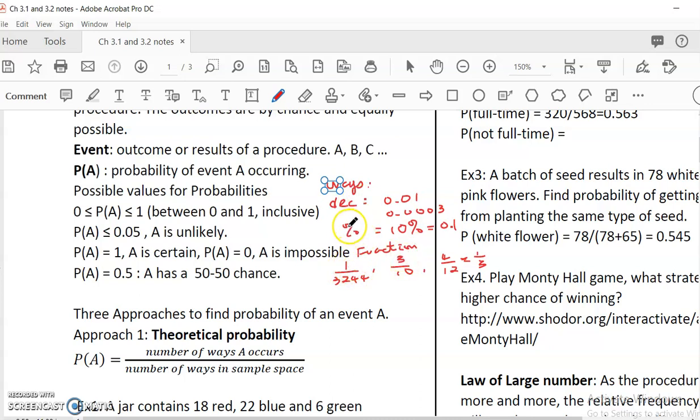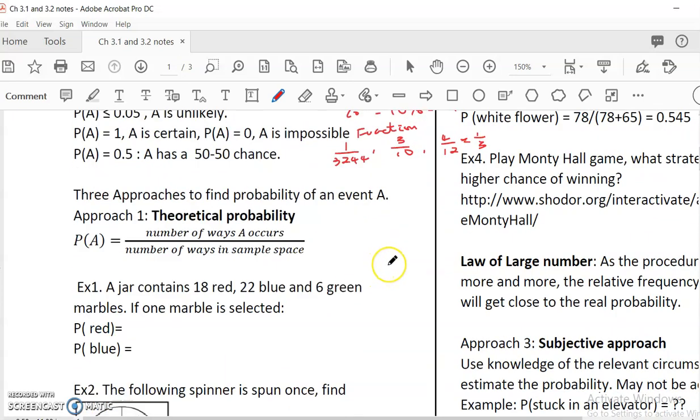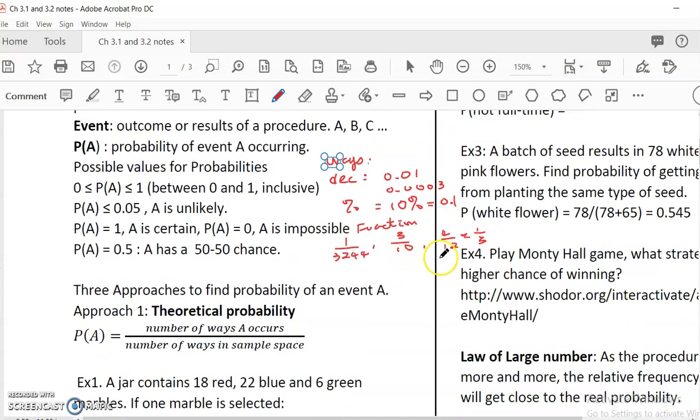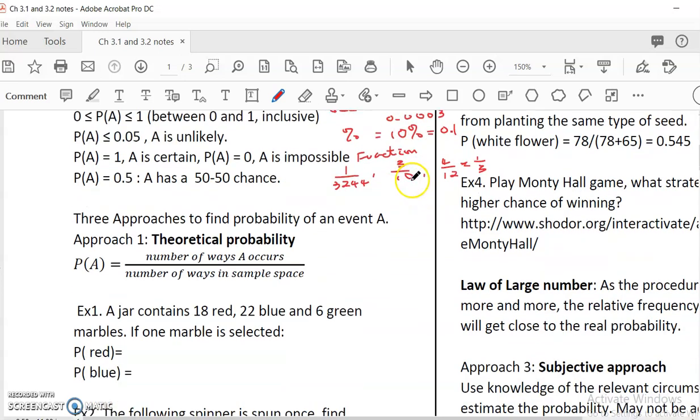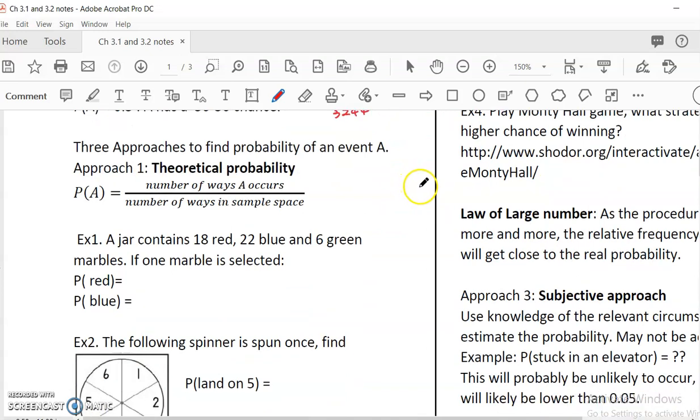And we use percent when we are writing the answer in a sentence. But you cannot have a fraction like 10 over 3, which is not a valid probability. You cannot have a probability that's 1.2, and you cannot have a probability that is negative. But how do we evaluate or find this probability number?